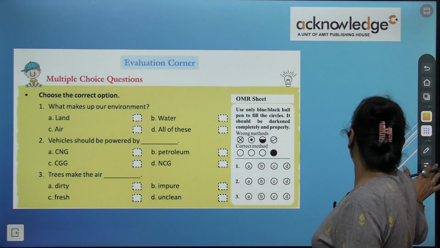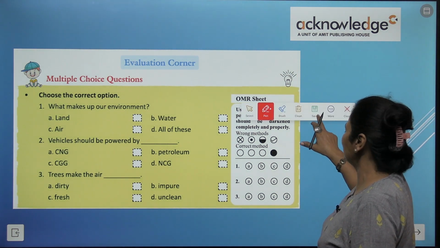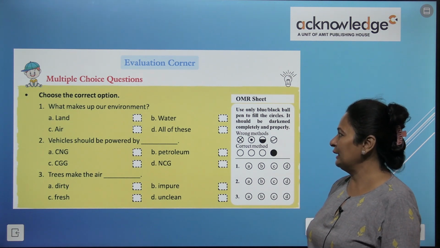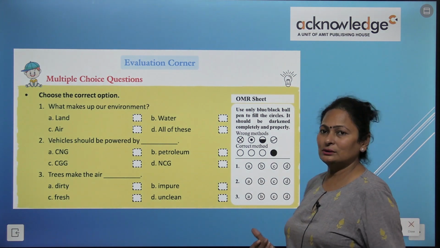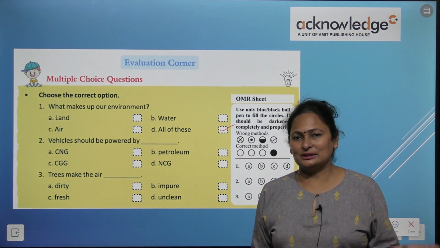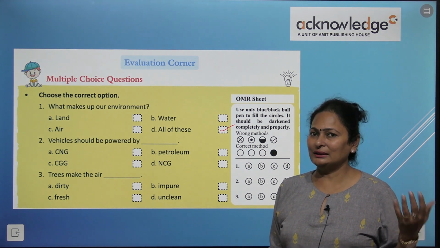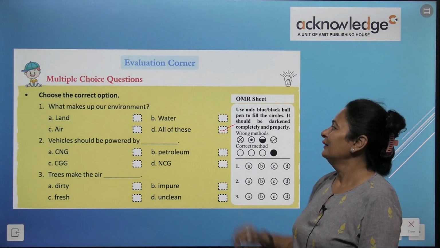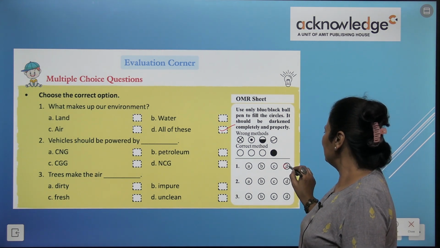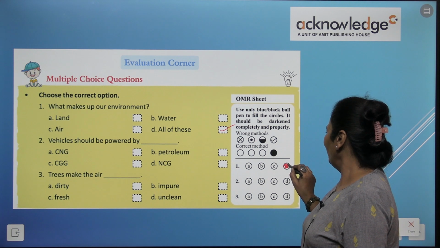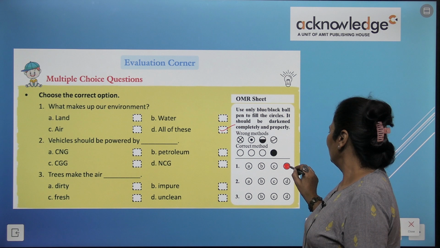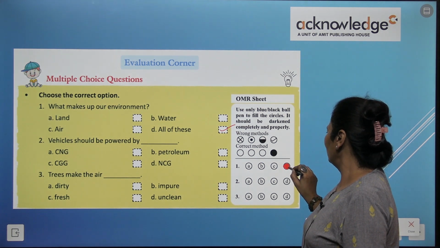It's time for evaluation, kids. Multiple choice questions. What makes up our environment? Can you tell me? Land, air, water or all of these? The correct answer is all of these, because all the living things and non-living things, natural or man-made things, are part of our environment. Don't forget to fill this circle according to the answers. So I am doing one for you. Do the rest on your own.